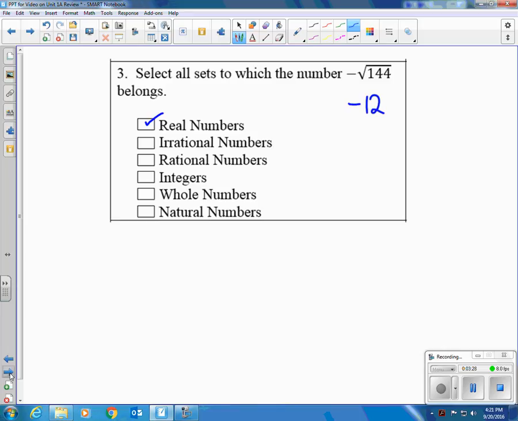It is not irrational, so that's not one of the things I'm going to check off. It is a rational number. That is true. It is an integer. -12 is a negative number, so that's our integer, whole numbers and their opposites. It is not a whole number because, again, it's a negative number. And it's also not a natural number.